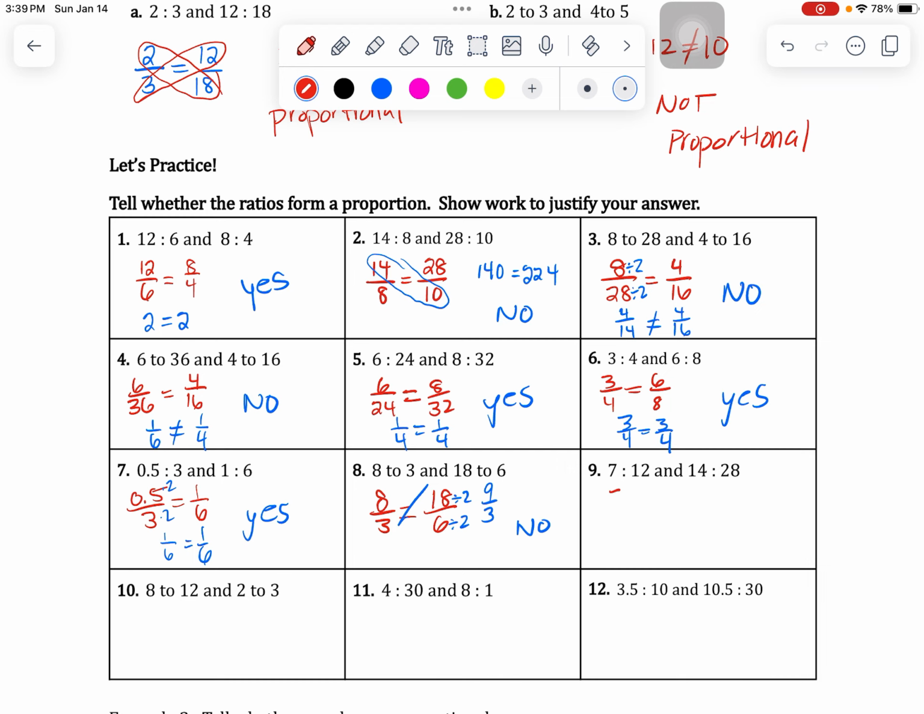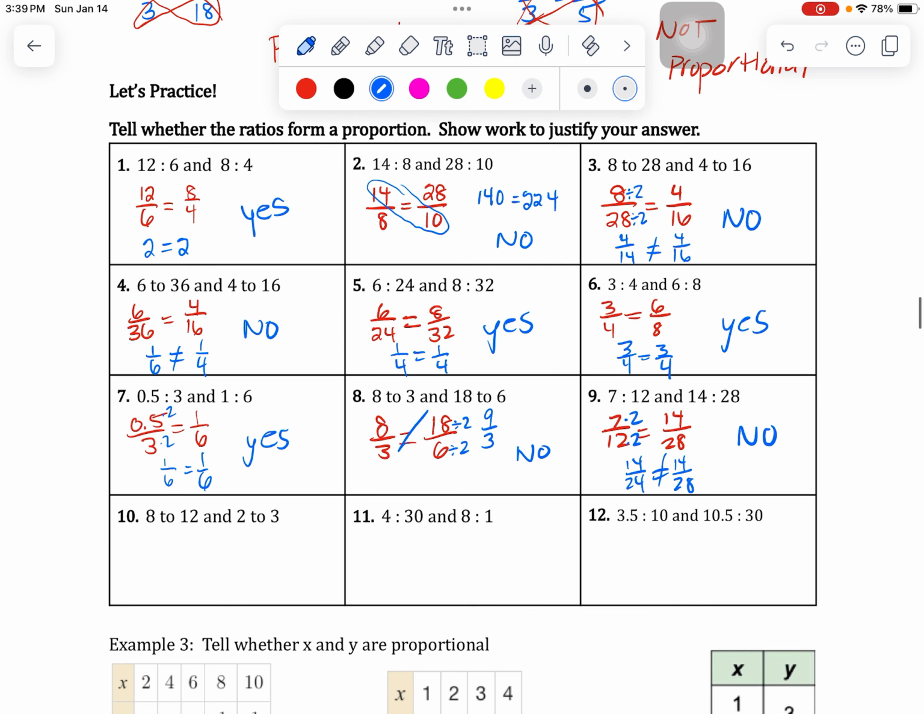Number 9, 7 over 12 equals 14 over 28. This one is not proportional because if I multiplied by 2, I get 14 over 24, which does not equal 14 over 28. Number 10, I get 8 over 12 equal to 2 over 3. I'm going to multiply here because these numbers are pretty easy. So 8 times 3 is 24, and 12 times 2 is 24. So this is proportional.